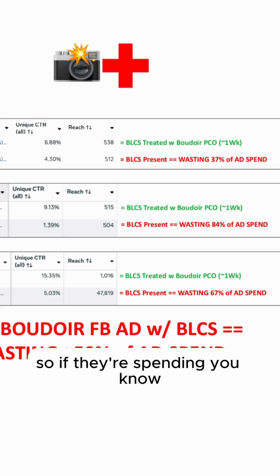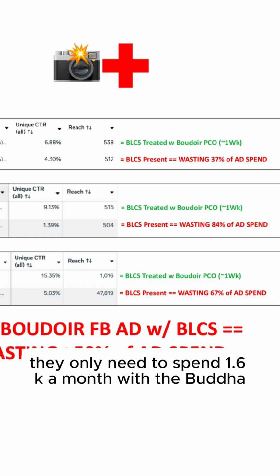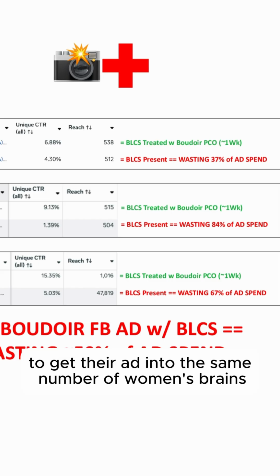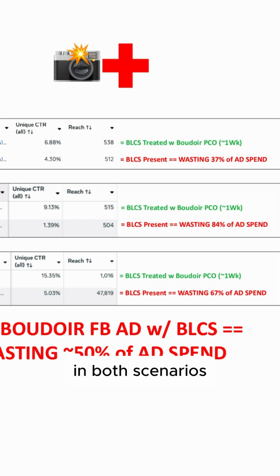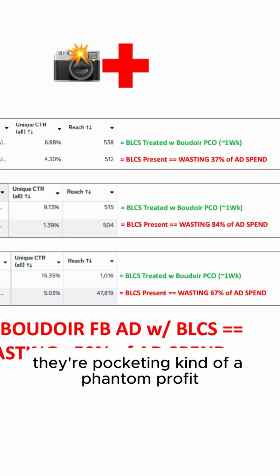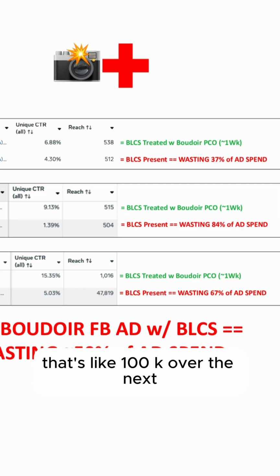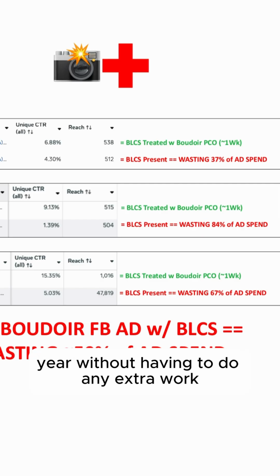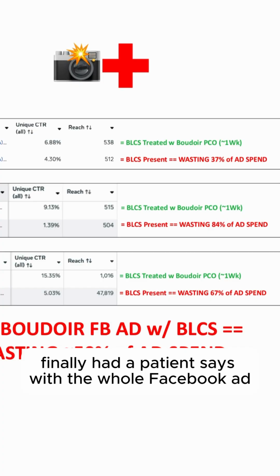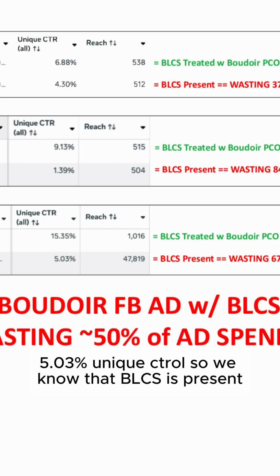So if they're spending 10K a month on Boudoir Facebook ads on the original, now they only need to spend 1.6K a month with the Boudoir Pico treated ad to get their ad into the same number of women's brains in both scenarios. And that means they're literally not having to spend it, they're pocketing a phantom profit of $8,400 a month, every single month, or like 100K over the next year without having to do any extra work.